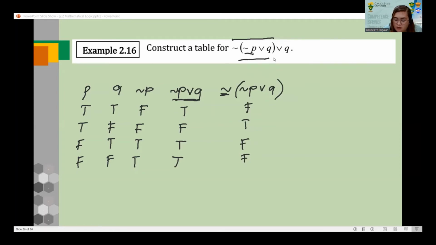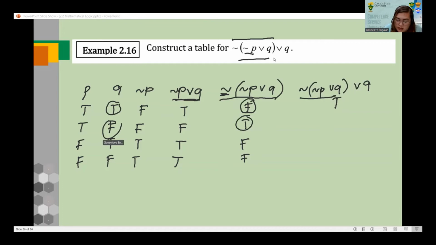Unya, kini siya tanan atong i-or kang Q. So, not of not P or Q or Q. Si Q na to kay kina o kana. So, false or true, that is true. True or false, this is true. False or true, this is true. And false or false, this is false. So, yung ana rang pag-construct sa iyahang truth table.